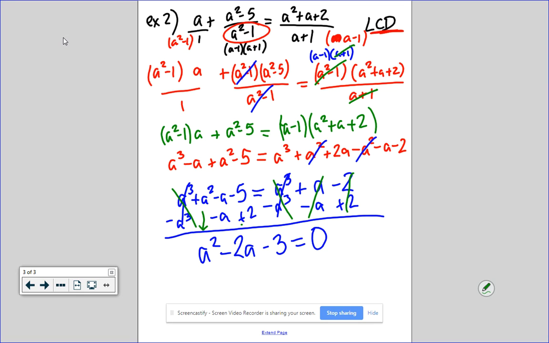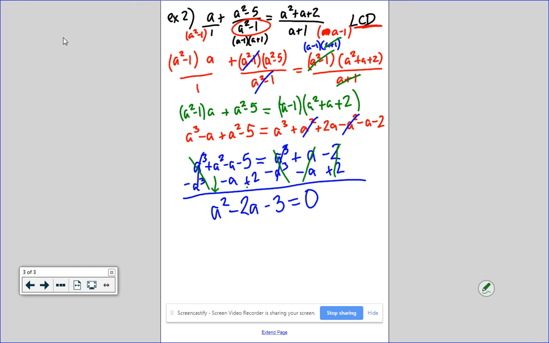So now we have it down to a quadratic. That's not the answer yet. So I just either do quadratic formula or complete the square or factor. This quadratic actually factors by AC. So it's negative 3 times 1, negative 3 times 1. So I got a squared minus 3a plus a minus 3 equals 0.